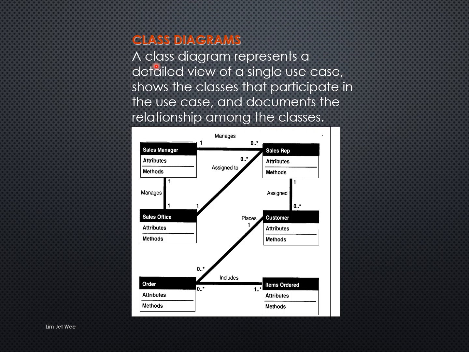Now, a class diagram will look something like this. It will have a detailed view of one single use case that shows the classes that participate in a use case and documents the relationships. So all these lines here are their relationships.